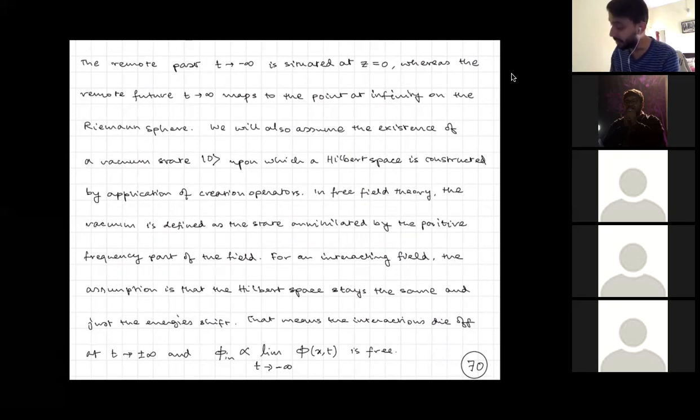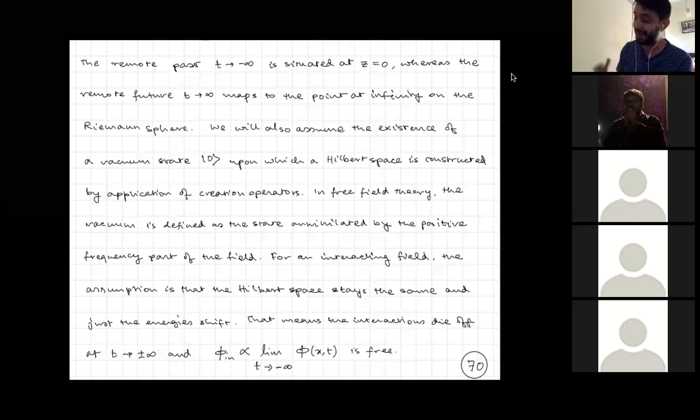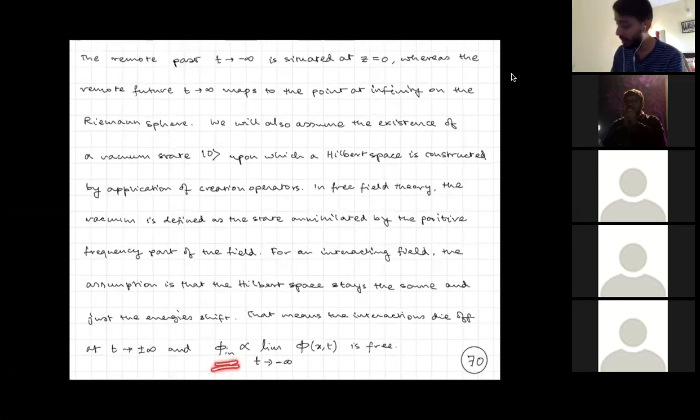Now, for an interacting theory, our assumption will be that the Hilbert space stays the same and the energies will just shift. That would essentially mean that when we go to t equal to plus minus infinity, the interactions will fall off, and in particular, we can define some in states, which will be a limit of t going to minus infinity of phi of x. This is going to be free. All right, so that's our usual notions.